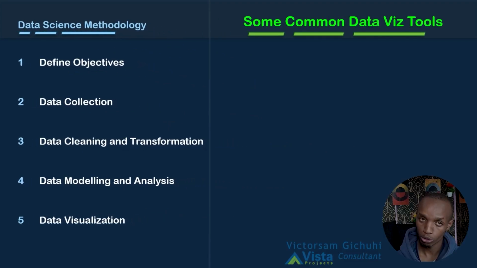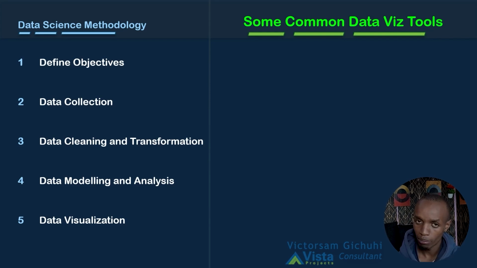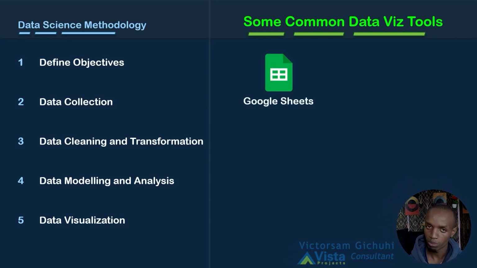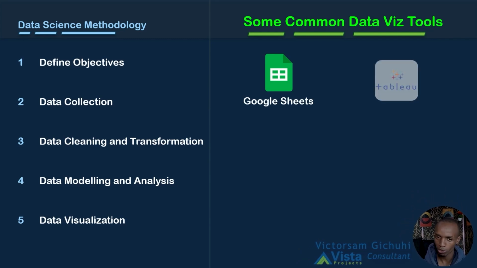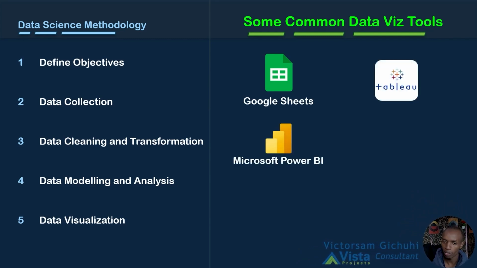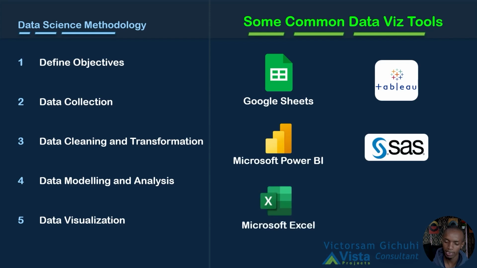Although the first step might not really require a tool or software, it's the second to the last steps that really require some form of software to perform. There are quite a number. We can start with the most basic ones like Google Sheets, Microsoft Excel, Tableau, Microsoft Power BI, SAS, and SAP Lumira, just to name a few. There are plenty of tools that you can use.